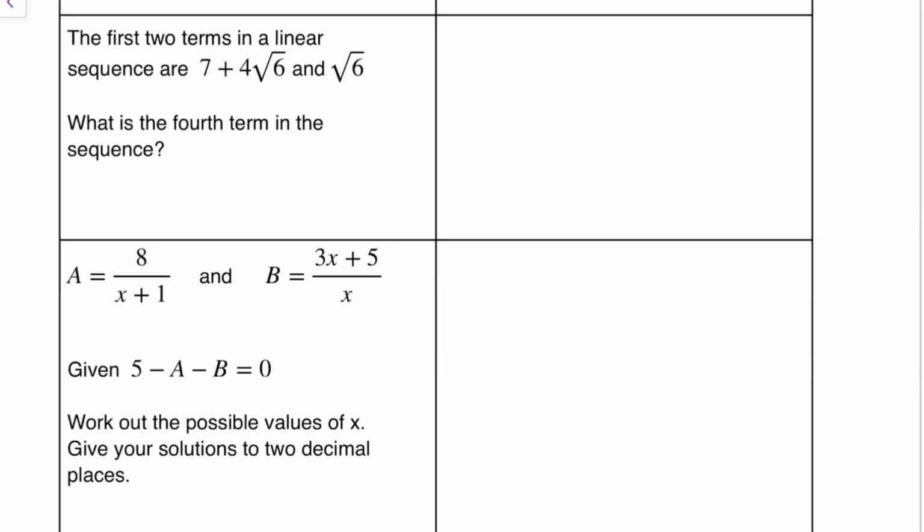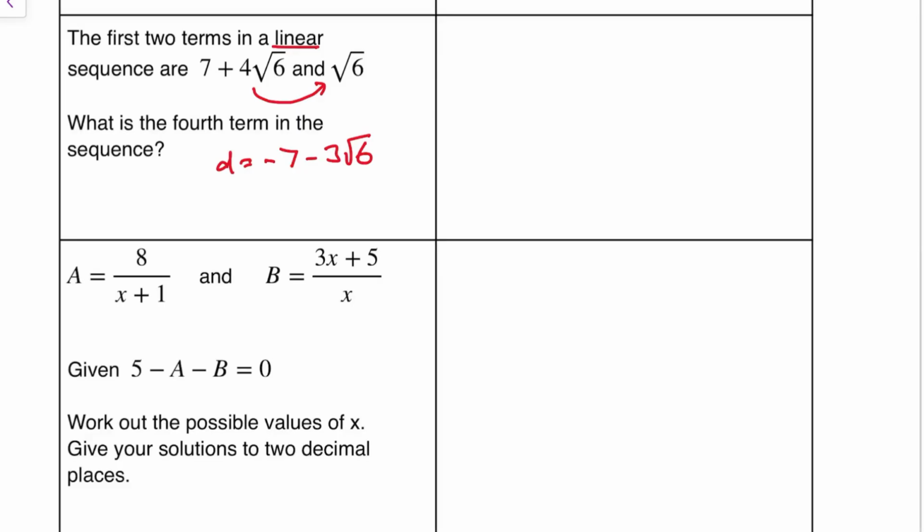All right, next question. Key word here is the word linear. So it's a linear sequence, which means I have a common difference. So my common difference to go from the first term to the second term is I take away 7 and I take away 3 root 6's. So that's an unusual one because it's a negative common difference, as in both terms are negative. Normally they try and make it a bit easier than that, but either way, that is my common difference.